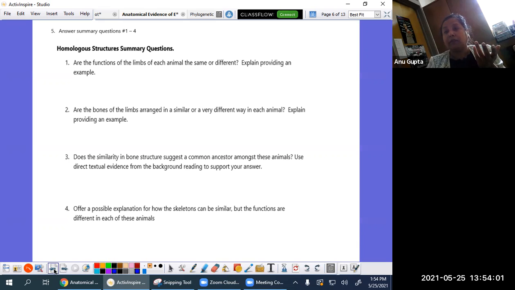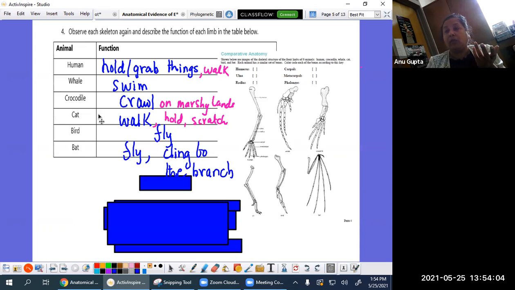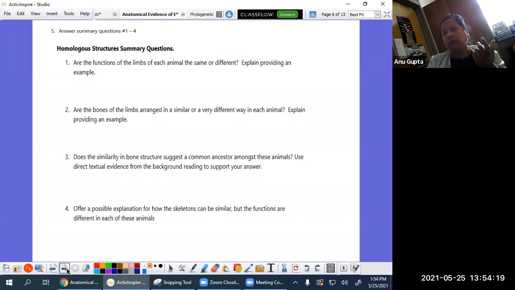Going back to this one, the human, whale, crocodile, cat, bird, and the bat had the same basic plan of the bones, but different functions. You can clearly see whales are used for swimming, but the human for walking. So these structures are homologous, which tells you that the basic plan is the same, the structure is the same, the function is different, and it also tells you that they have a common ancestor which evolved slightly to make changes to adapt to the environment.